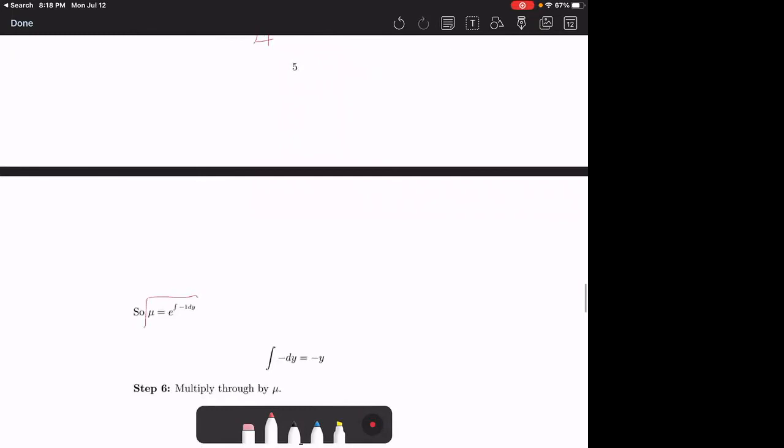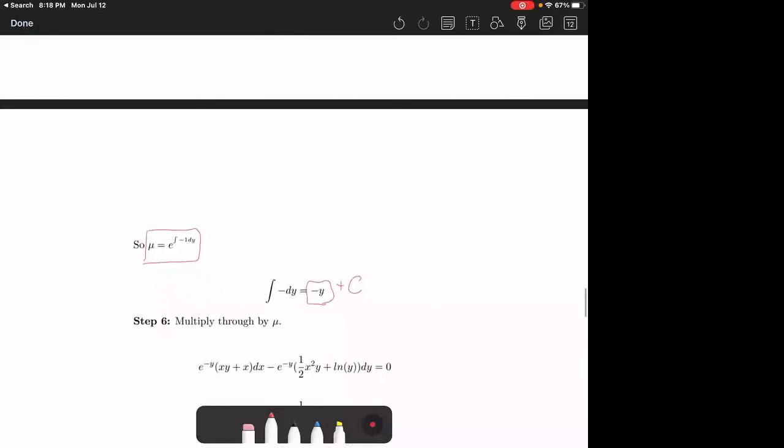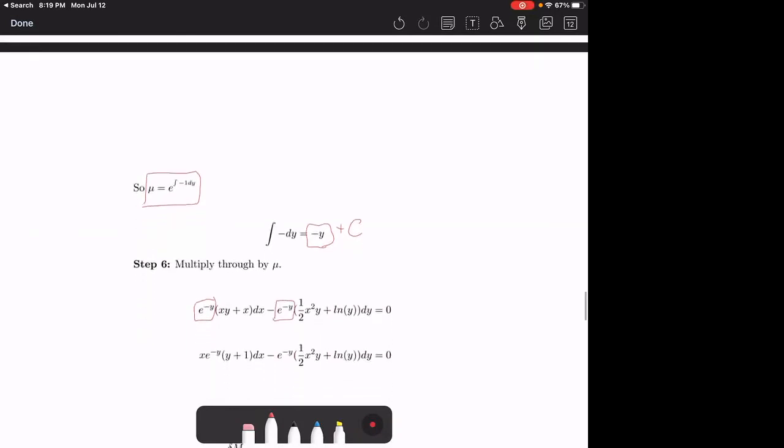Mu is equal to e to the power of the integral of -1 with respect to y. That's simple enough. That's equal to -y. You could put a plus c in, but we're going to skip that part because it would cancel out. So we are just content with -y there. So we take our function, M dx + N dy = 0, and we multiply it through by this new integrating factor, mu, which is equal to e to the -y. And then we simplify.